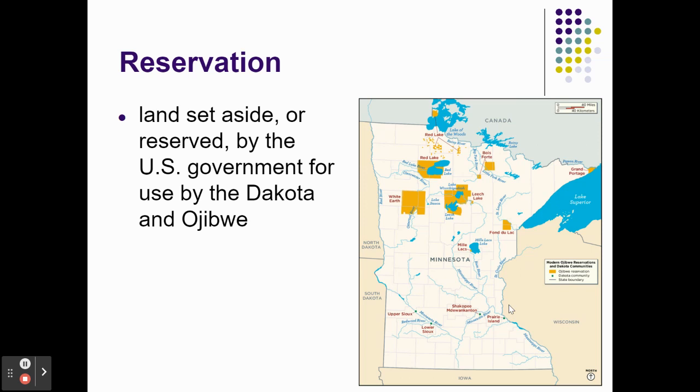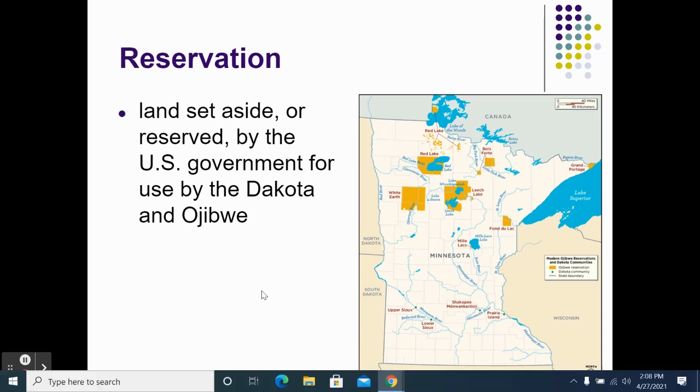Lastly, reservation. This is the map of present-day Minnesota and the reservation lands that make up the Ojibwe in the northern part of the state and the Dakota in the southern part of the state. So reservation, again, is just simply land set aside or reserved by the U.S. government for use by the Dakota and Ojibwe in Minnesota. And there are reservation lands throughout the United States. Some of you on different trips that you may have taken may have traveled through one of the reservations. I know I did when I was in Florida.